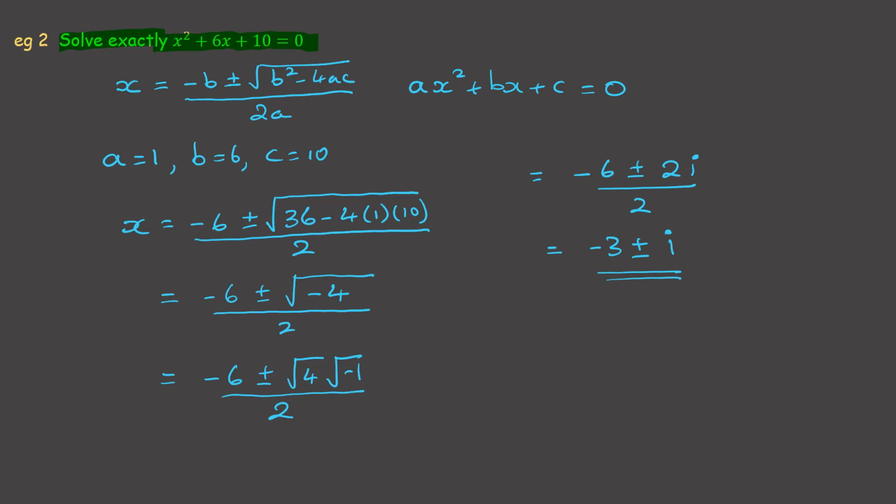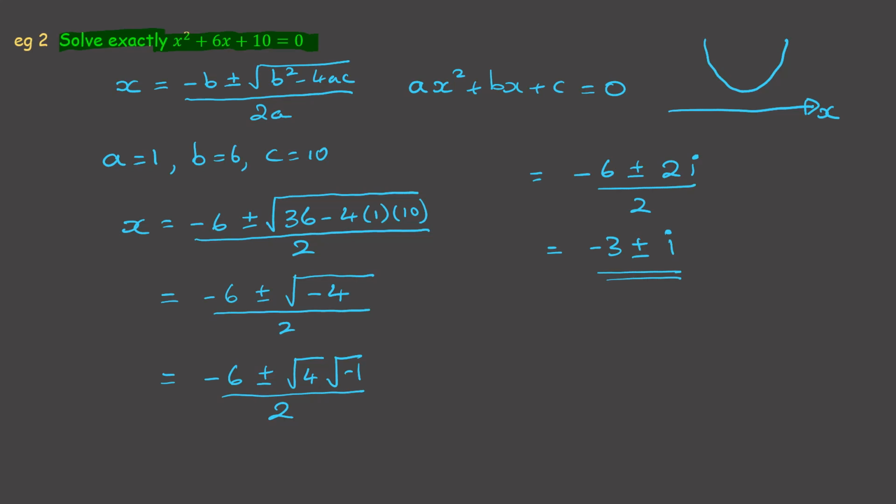So we can see that we get roots which are complex. And that's because if you actually draw that quadratic, it never crosses the x-axis. So there's no real roots, but we've got complex roots.